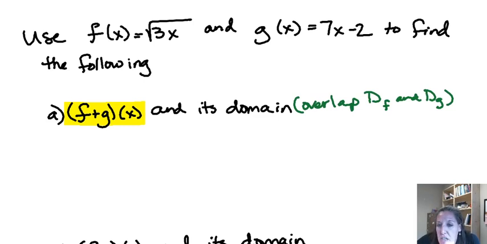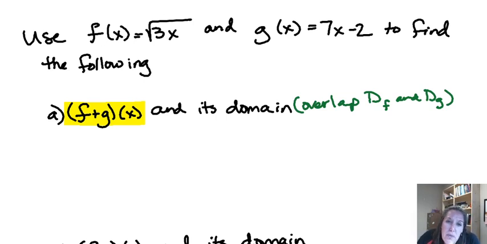So the domain is going to be just that overlap, unless we introduce a fraction where we can't have 0 in the denominator, because it's okay if g is equal to 0 if we're adding, subtracting, or multiplying by it. We just can't divide by something that's 0. So since we've got to find the overlap of the domain of f and the domain of g, let's go ahead and find those first.